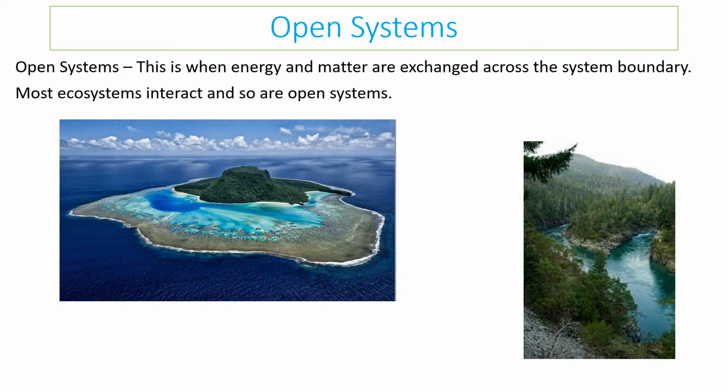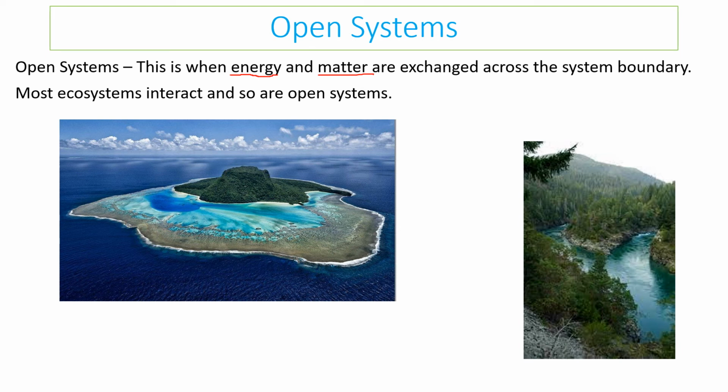So you need to know the different types of systems, and the three types of systems are: firstly, open systems. This is when energy and matter can be exchanged, and whenever you're talking about systems, you need to refer to both of these things in the answer. So open systems are where energy and matter can exchange across the system boundary. Most ecosystems interact, okay, and therefore they are open systems.